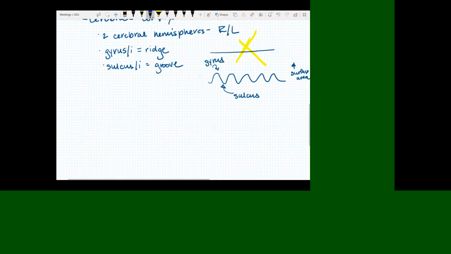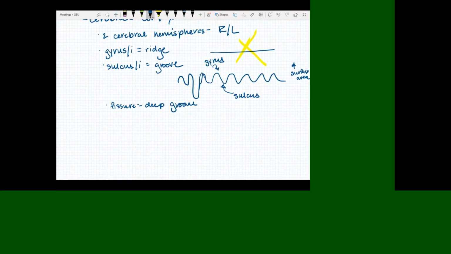There's also going to be another characteristic that is called a fissure. And a fissure is essentially a very, very deep groove. So if this is kind of just a little valley, if we were to add a fissure to our groove, it would essentially look like this. So instead of being a valley, it's more like the Grand Canyon.